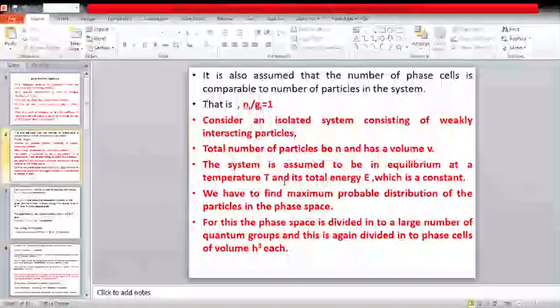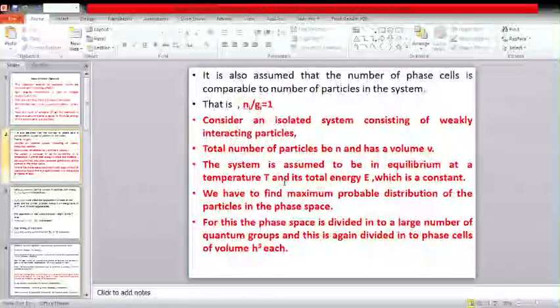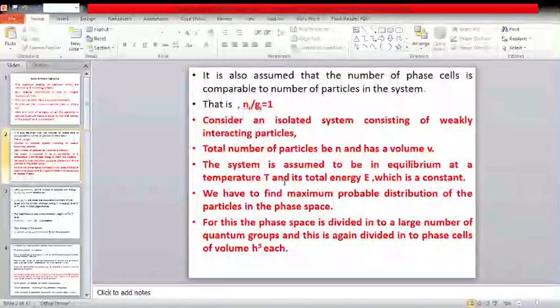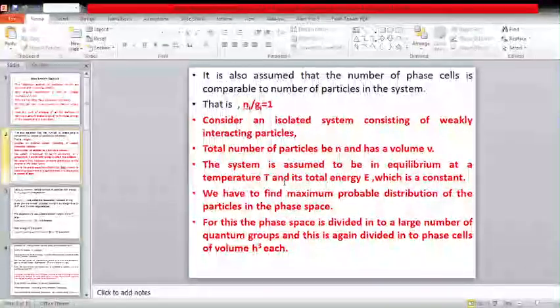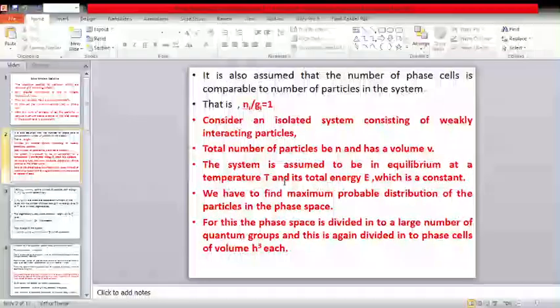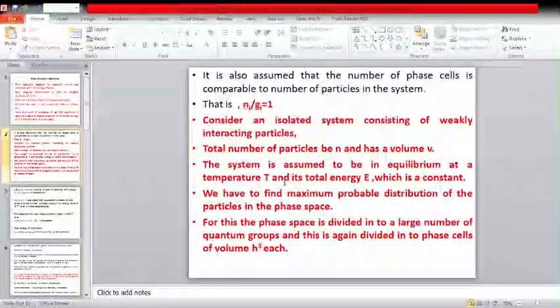Consider an isolated system consisting of weakly interacting particles. Total number of particles be N and has a volume V. The system is assumed to be in equilibrium at a temperature T and its total energy E, which is a constant. We have to find the maximum probable distribution of the particles in the phase space. For this, the phase space is divided into a large number of quantum groups, and these are again divided into phase cells of volume h cube each.